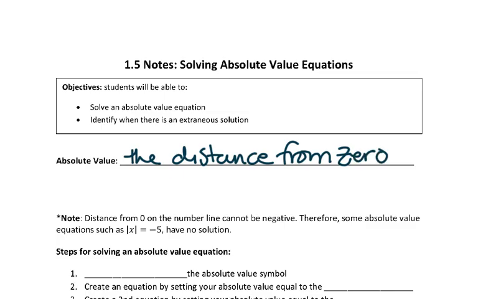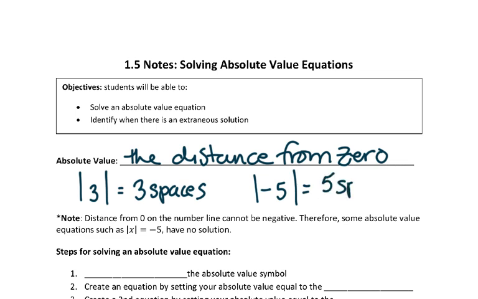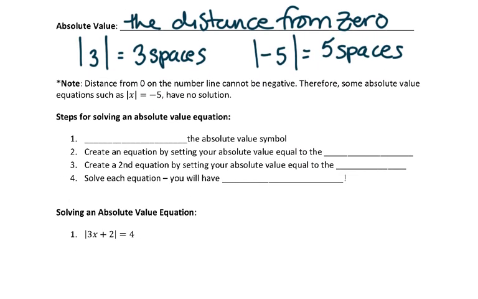So for instance, if I have absolute value of 3, that's going to equal 3 spaces from 0. If I have the absolute value of, let's say, -5, that's going to be 5 spaces from 0. You can't have a negative number of spaces, so your answer will always be positive. If for some reason we do have something that looks like absolute value of x equals -5, that's going to be an answer of no solution. So let's look at how we solve these.